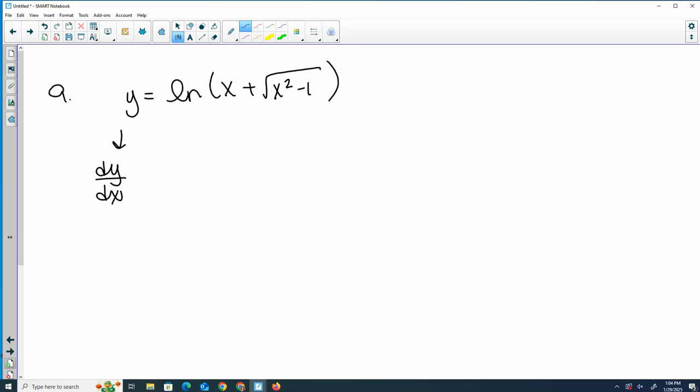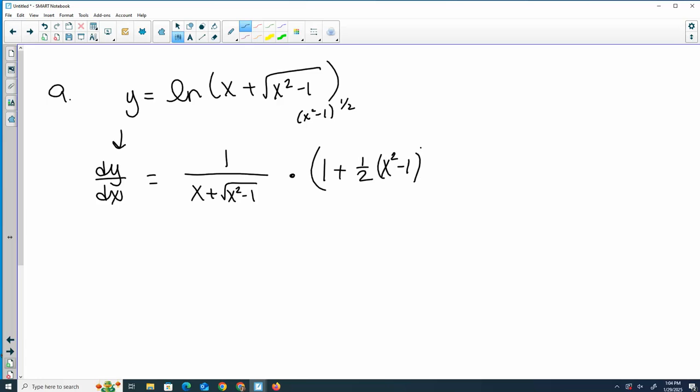If we do that derivative, the derivative of a natural log is 1 over the argument. So we have two chain rules. So times derivative of the inside. So derivative of x is 1. This is like x squared minus 1 to the 1/2. So 1/2 comes down. The inside stays the same. Subtract 1 from the power. But another chain rule, derivative of that inside is 2x.